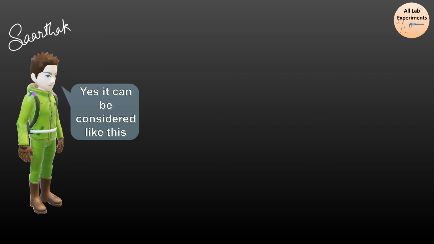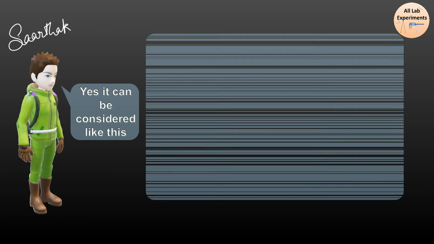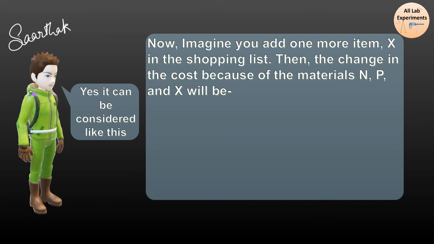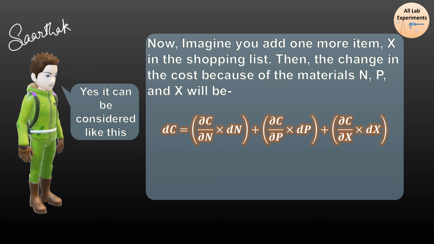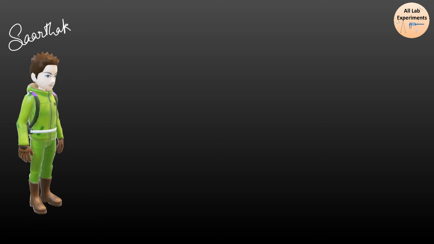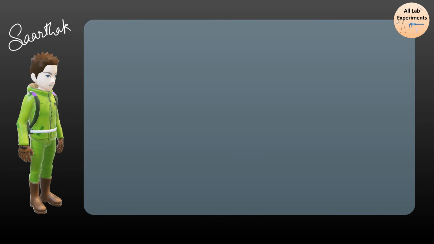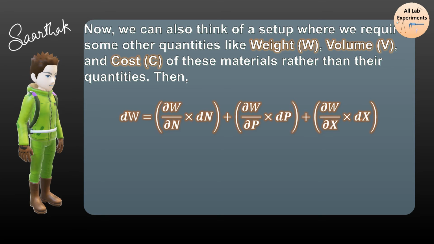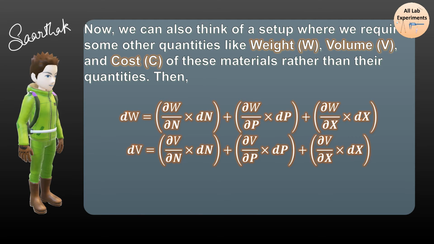Now, my dear friend, imagine you add one more item X in your shopping list. Then the change in the cost because of N, P and X will be like this. Obviously, it is hard to imagine or plot this in 3D, but it still works. And we can also think of a setup where we require some other quantities, like what is the total weight of this material, what is the total volume of this material, and the cost which we have already calculated, rather than their quantities.